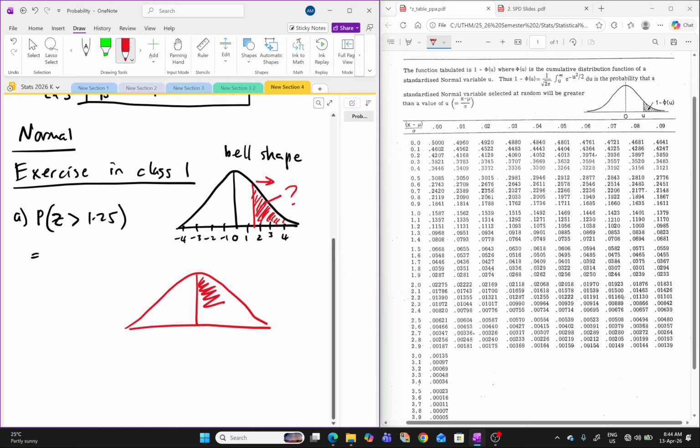Okay, this one is easy. Number 1 is easy. Go here 1.2. The first 2 digits 1.2 is here. Okay. And the last digit is 5, isn't it? Go to 5. Here. Crisscross. This one with this one. Which number? 0.1056. That is the answer.